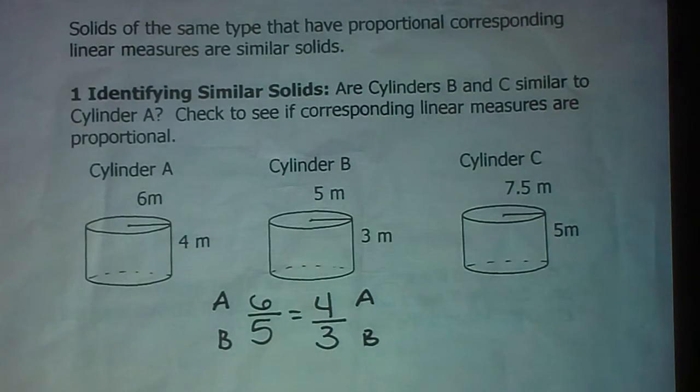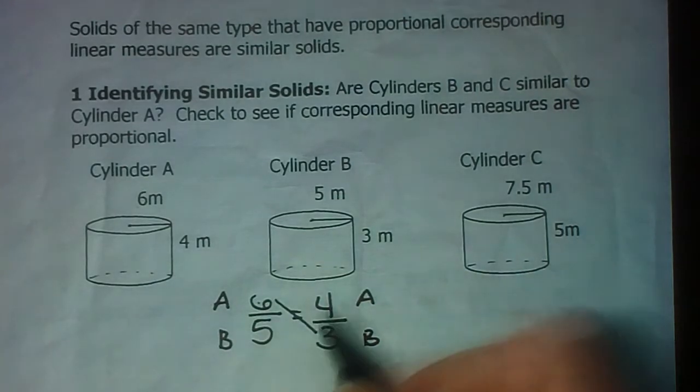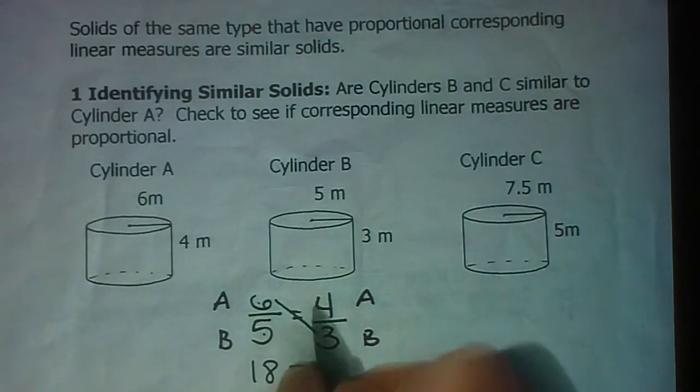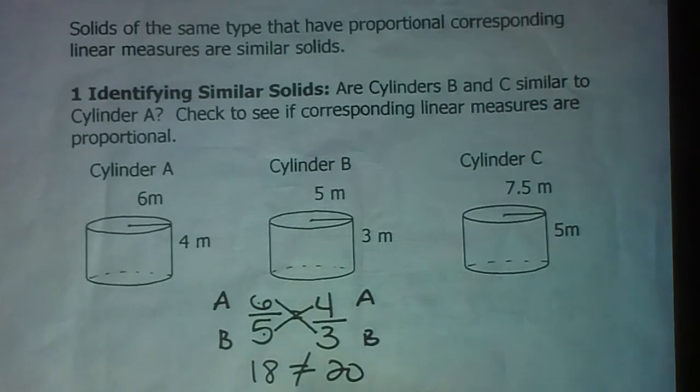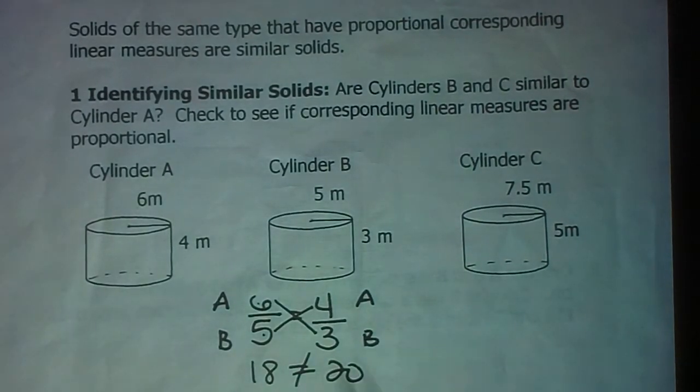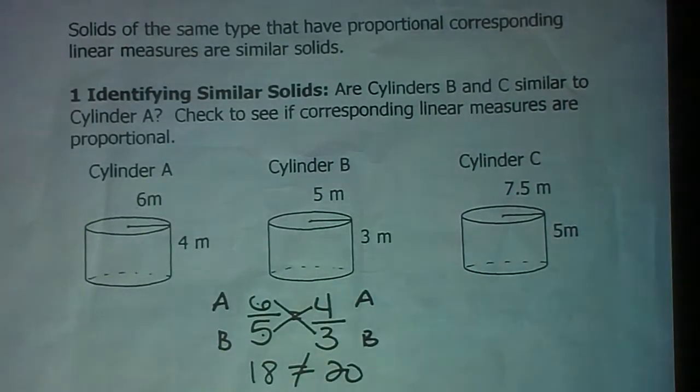Now, if you recall, one way to figure out if these are proportional is to see if their cross products are the same. So let's see. 6 times 3 is 18. 5 times 4 is 20. Nope, those don't equal one another. Those are not proportional. So cylinder A and B are not proportional.